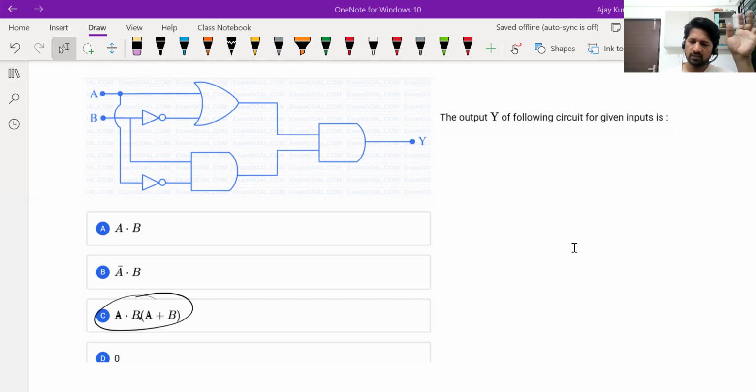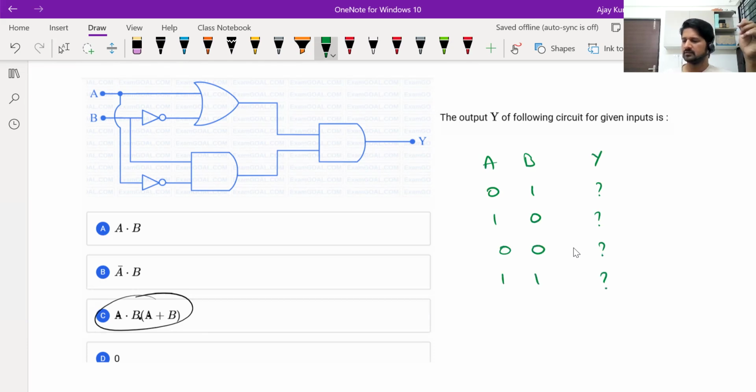Okay. One way to do it is write the truth table first. Consider all possible inputs for A, B, and write the outputs. A0, B1, what happens? A1, B0, what happens? When both are zeros, what happens? And when both are ones, what happens?